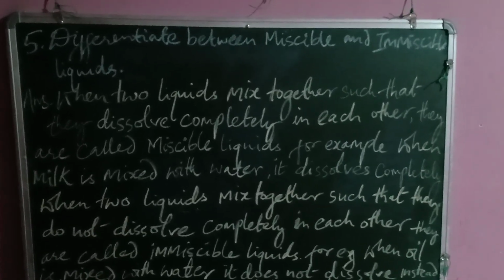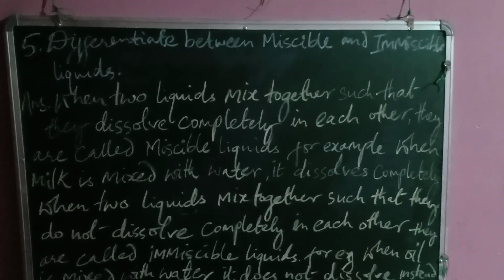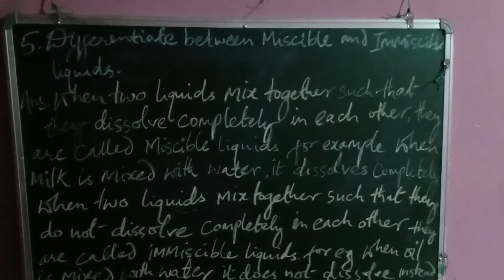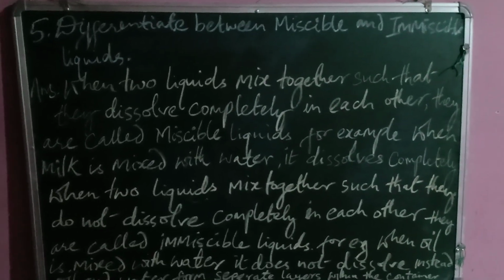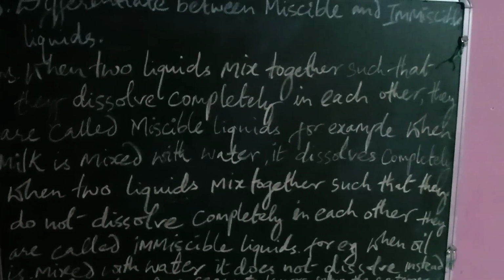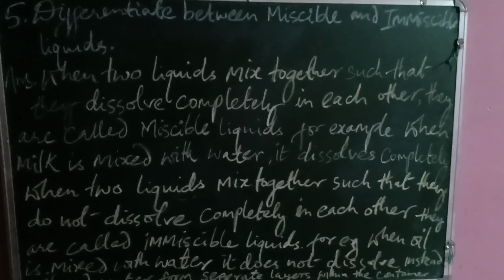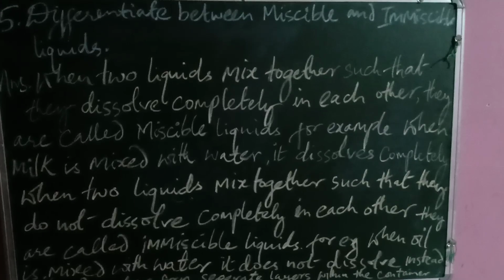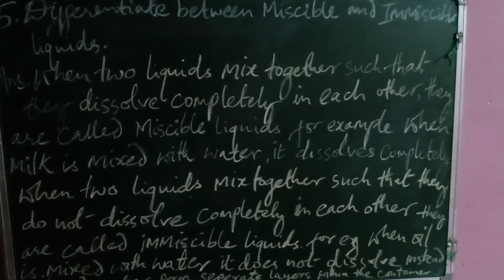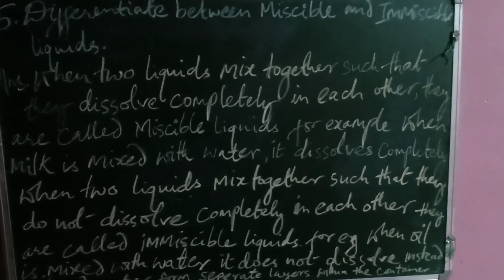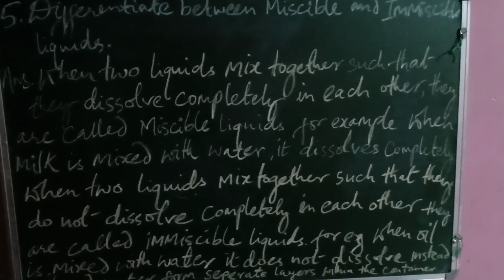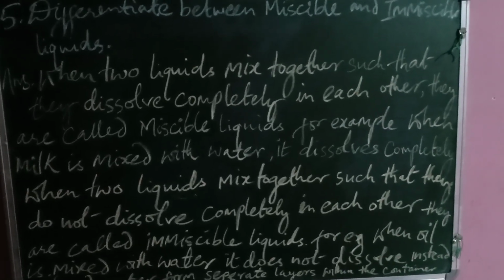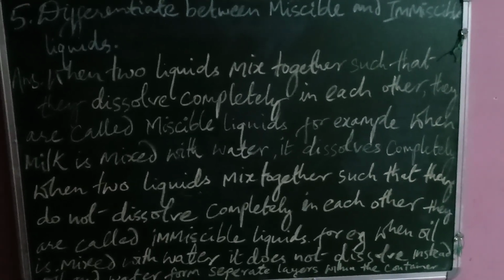Now question number 5, differentiate between miscible and immiscible liquids. So this is how you write: when two liquids mix together such that they dissolve completely in each other, they are called miscible liquids. For example, when milk is mixed with water, it dissolves completely.